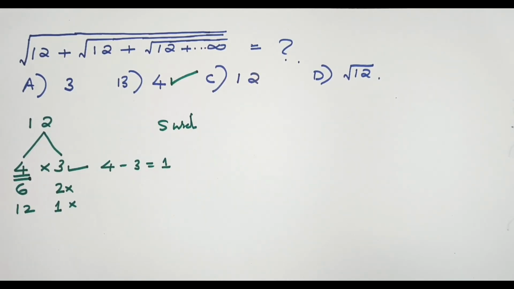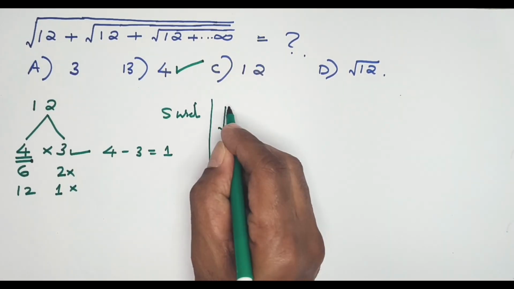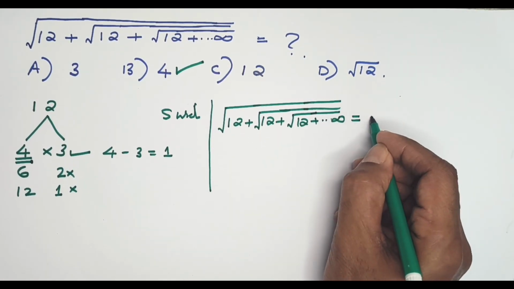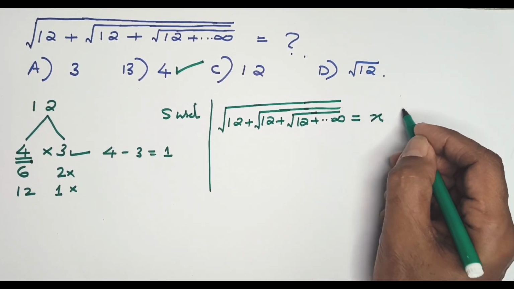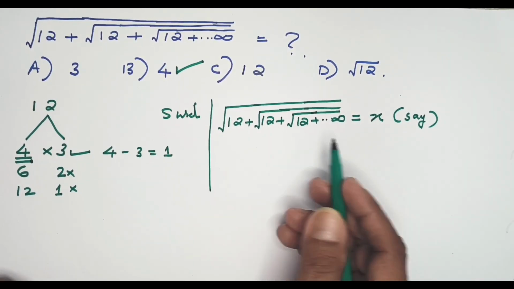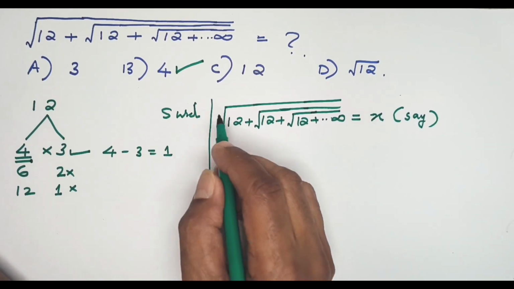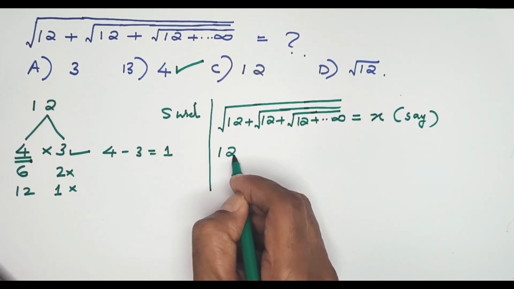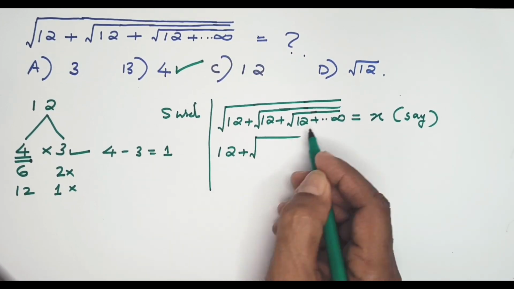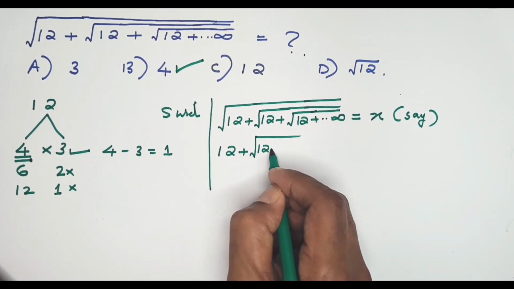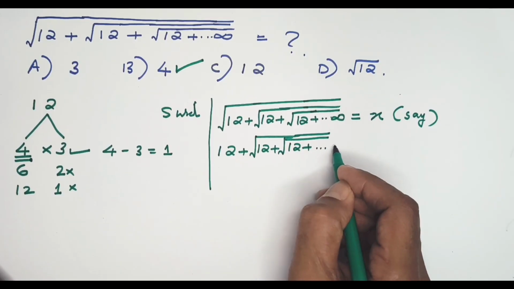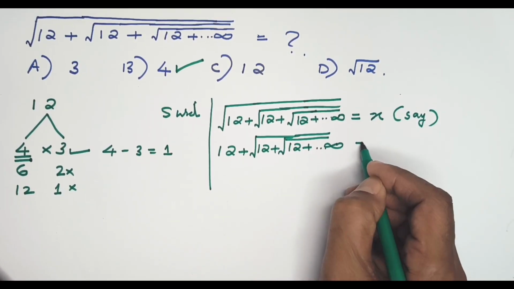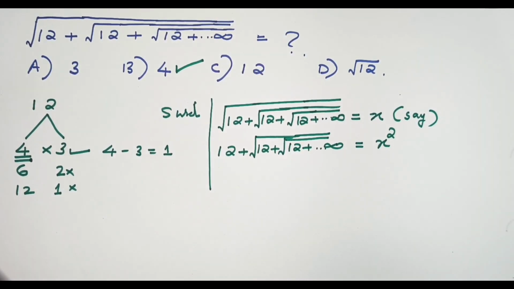Now I'll take you through the logical explanation, using the longer approach. If you're interested, you may go through this also. In the second method, write the given surd and let it be equal to, say, x. In the next step, you square this equation. While squaring, the first root sign goes off and you will have 12 plus square root of 12 plus 12, and it goes up to infinity, and the right side is x squared.